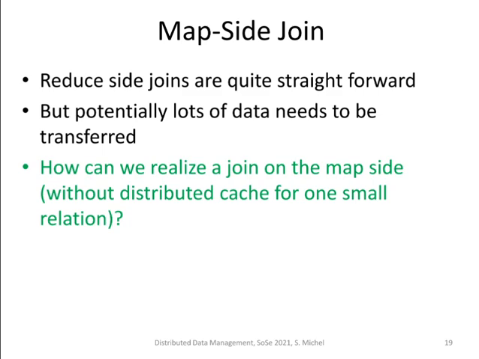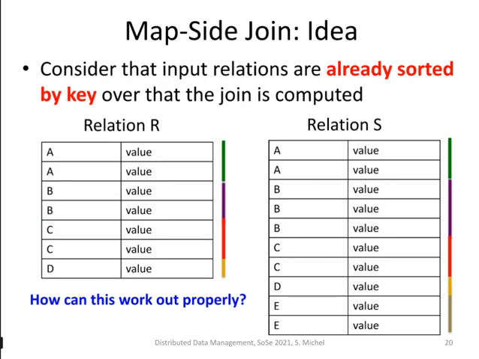So the last join we want to discuss is the so-called map side join, where we will do the join on the map side, as the name suggests, but not in a way that we have seen earlier, where we use the distributed cache to share one small relation across all of the map tasks, and also not the reduce side join with map side filtering. Here we want to really do the join on the map side for two large relations.